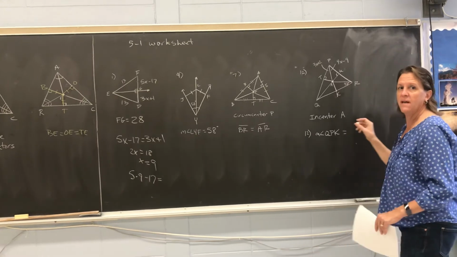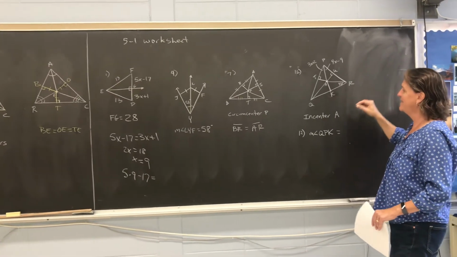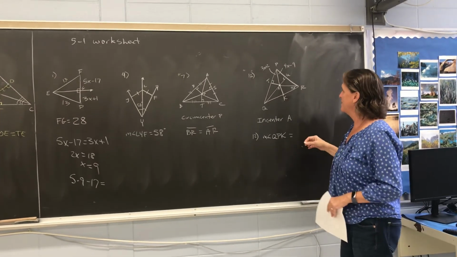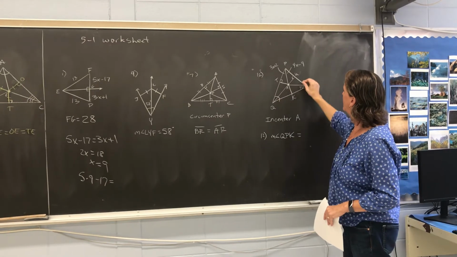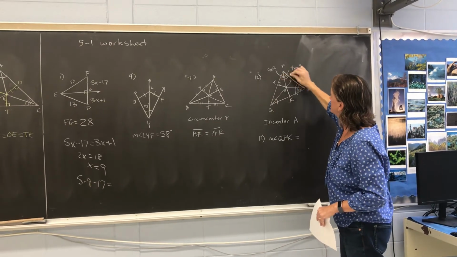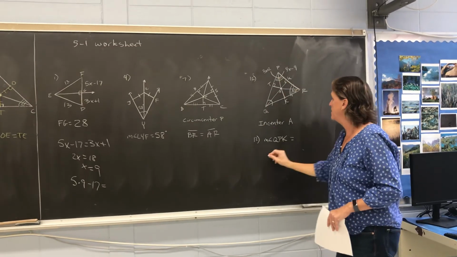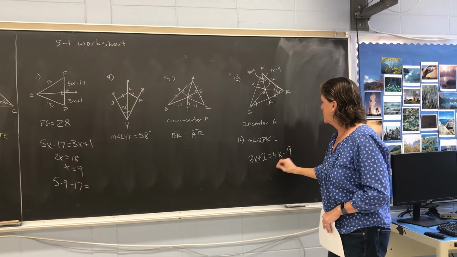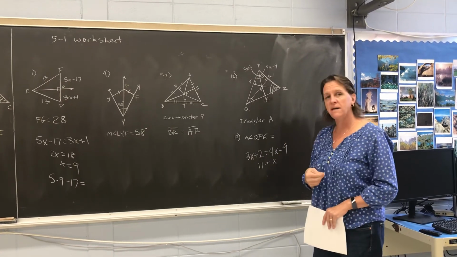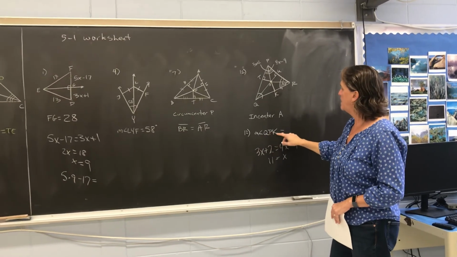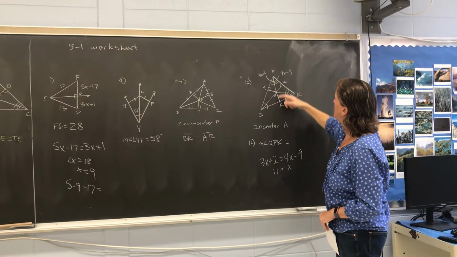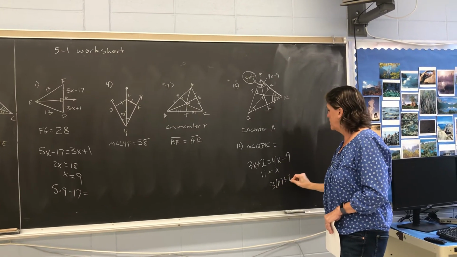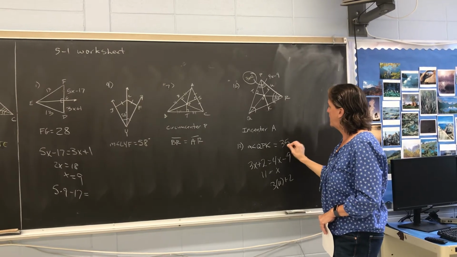You still watching me? And number 12. Incenter is where angle bisectors, all 3 of them come together. So since it says incenter, I know all these angles are bisected and equal. So if I know that, again, I set them equal. 3x plus 2 equals 4x minus 9. Subtract, add. Am I done? No. I need QPK. So go to QPK. So I want this one. So take 3 times 11 plus 2. 33 plus 2 is 35.